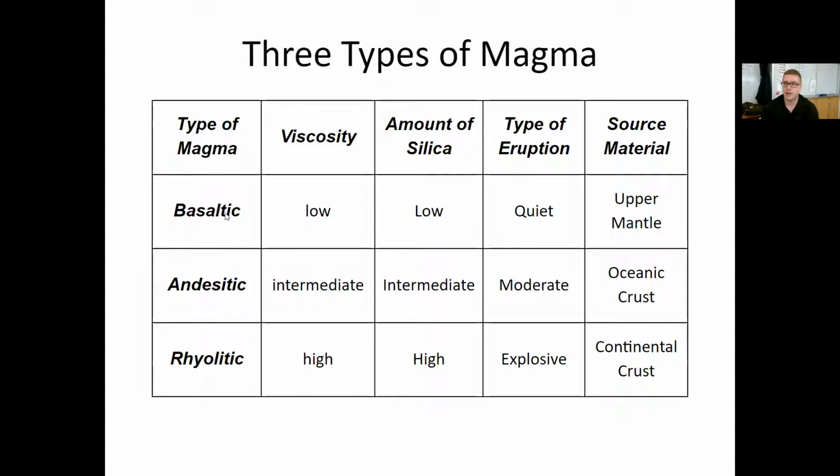Remember, basaltic magma comes from our upper mantle. We're going to see that at our ocean ridges and at our hot spots, like in Hawaii. This is not going to be a very explosive type of volcano.